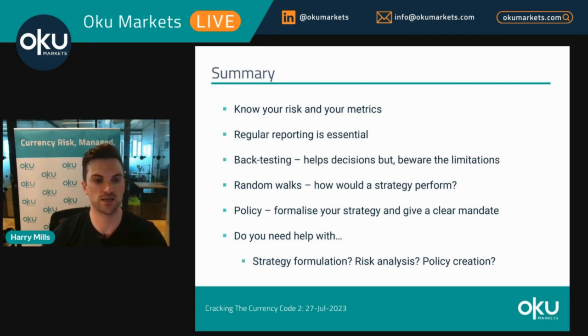You've got your back testing to help make decisions, but be aware of the limitations regarding emotions, curve fitting, that sort of thing. If you're not able to do that and you'd like us to do some back testing for you, let us know. I've just given you a demo to show you how quickly we can do it. And then random walks. So what might the future bring? How would a strategy perform with a completely random forward path for exchange rates?